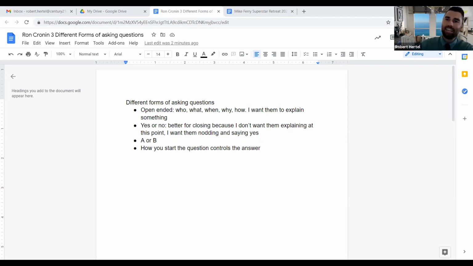So open-ended questions are questions where you're trying to get them talking. You're trying to get them engaged a little bit more. You want them to explain something, okay? So you do an open-ended question by who, what, when, why, how. Okay, those are the five basic principles of starting a question with one of those words for an open-ended question.